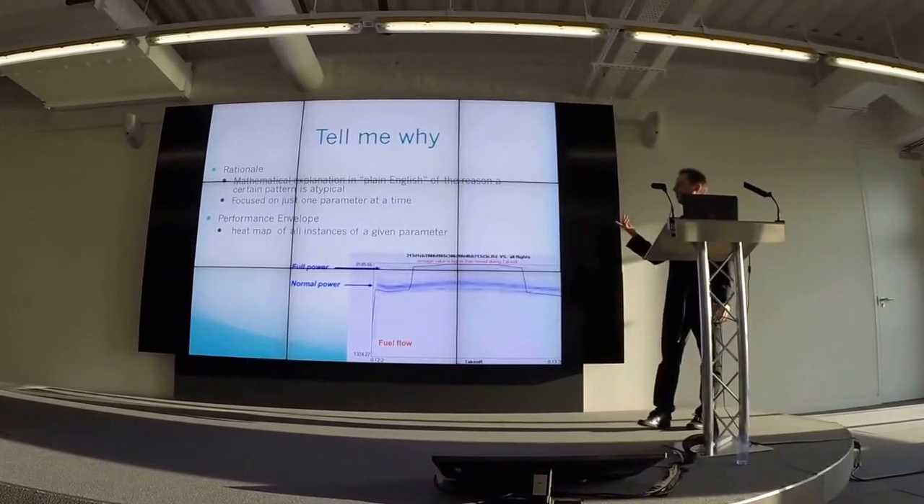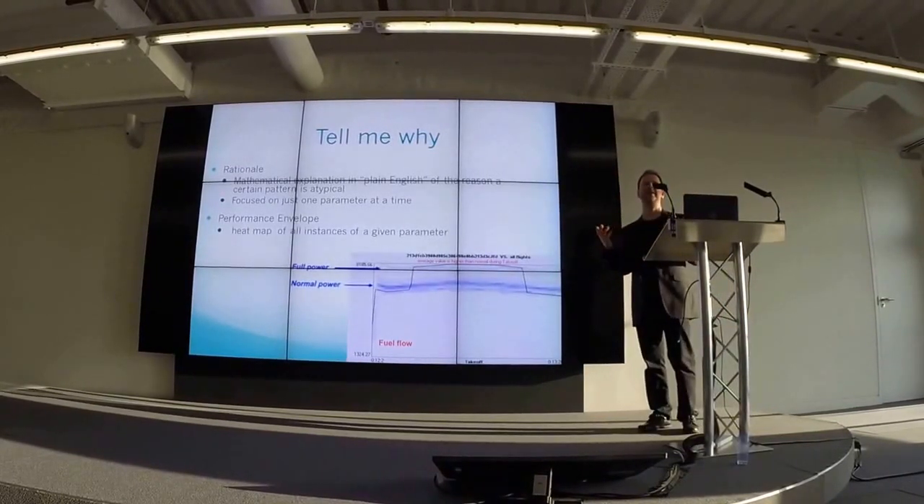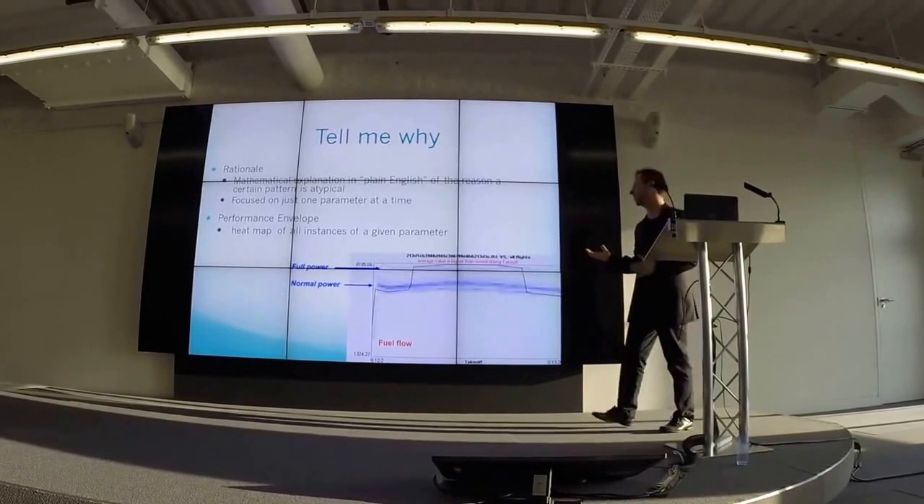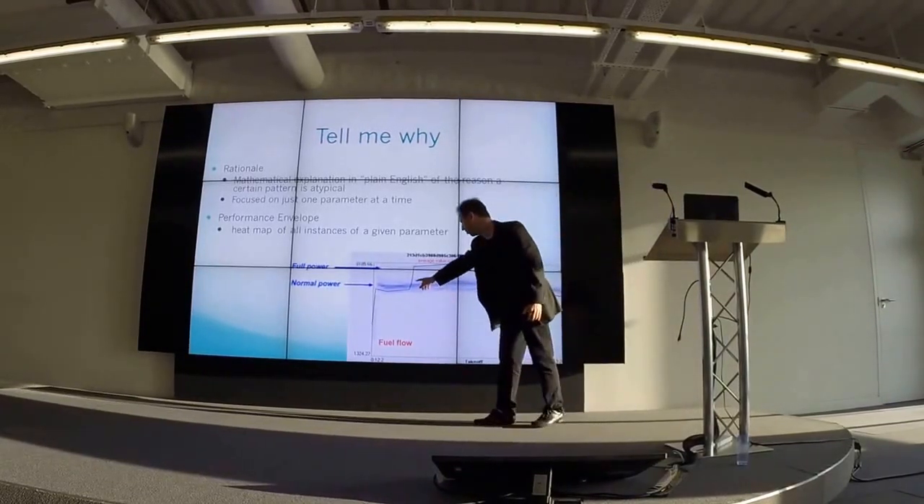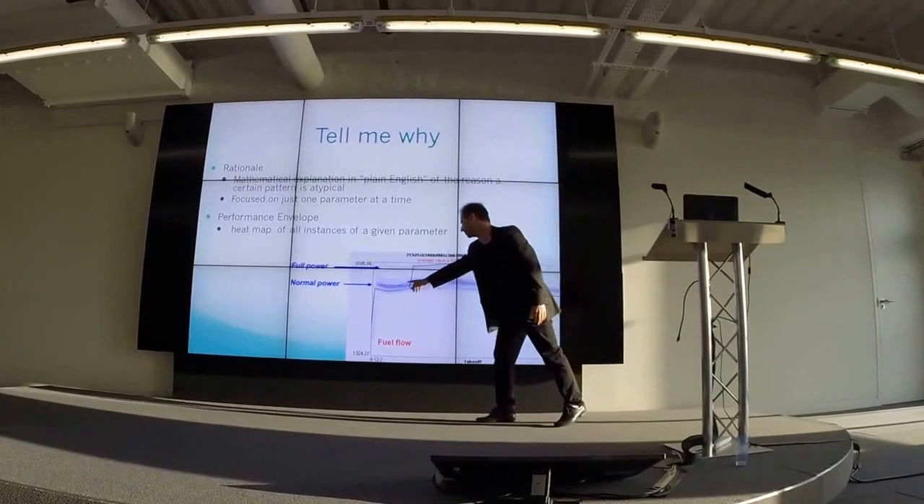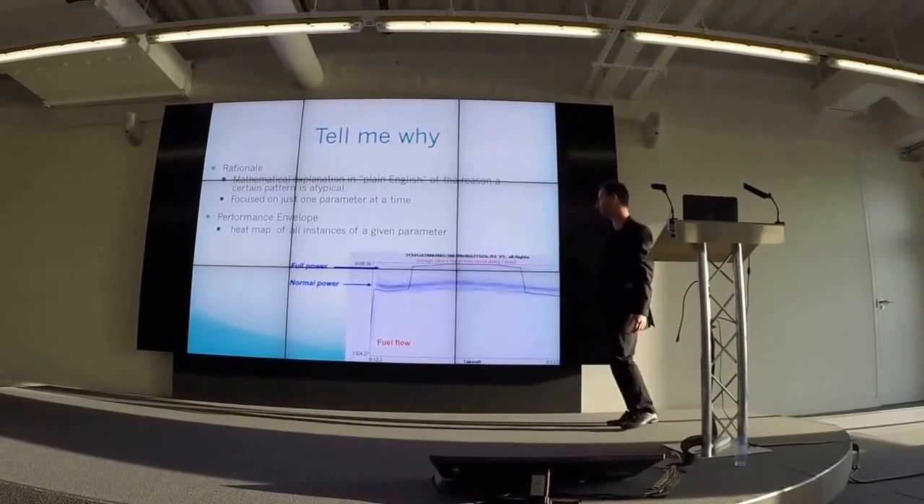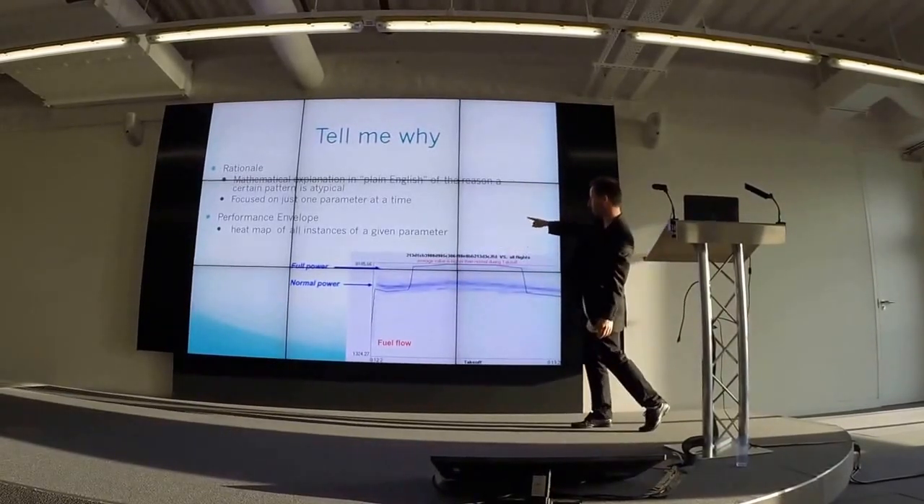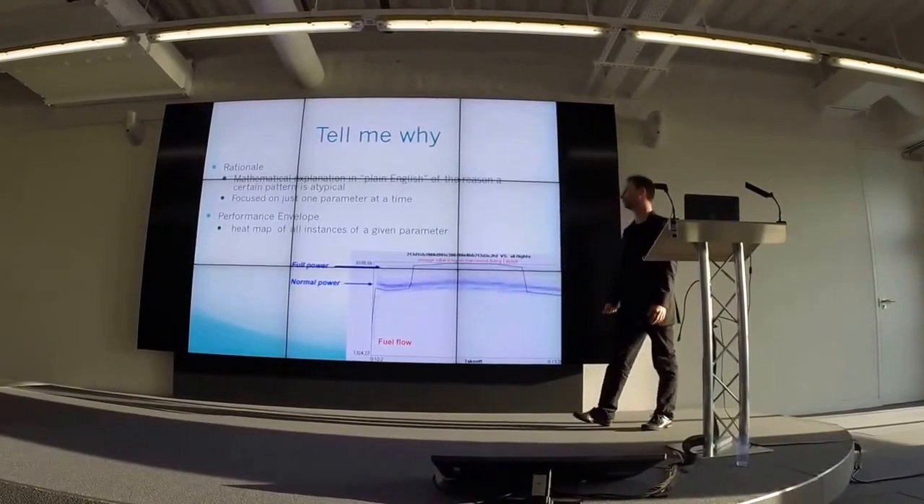And then the performance envelope is basically a heat map of all the instances of all the other flights that we compare this flight against. So you can see where it's more intense here. Most of the flights were around here for the fuel flow at takeoff. This guy just went way high and then down.